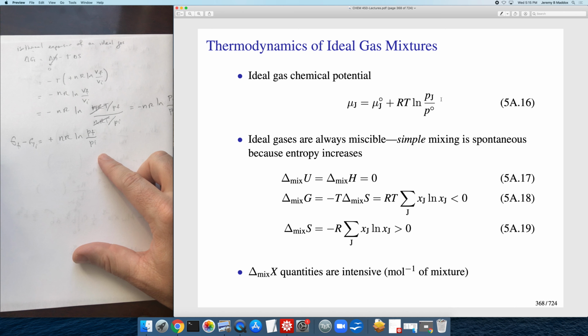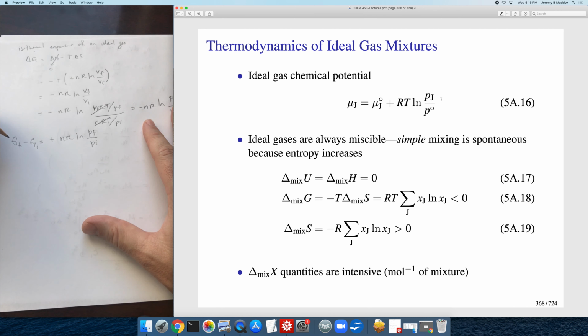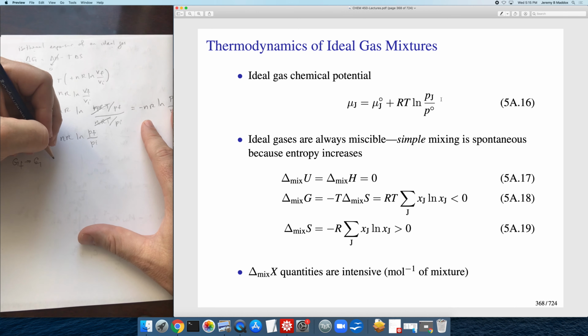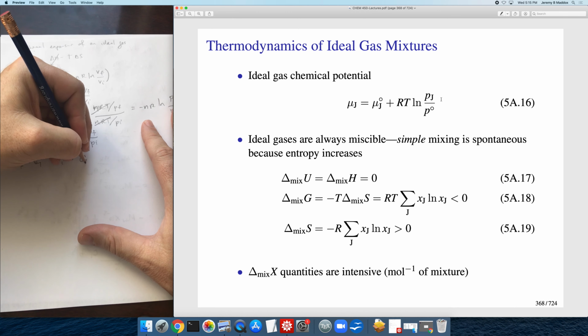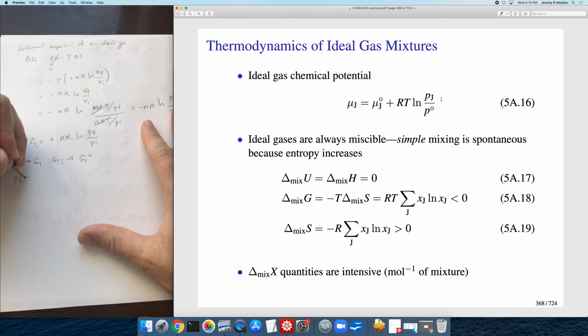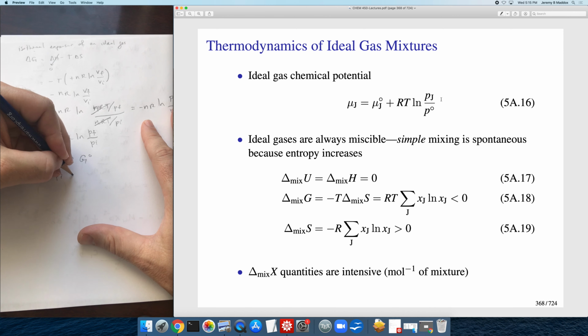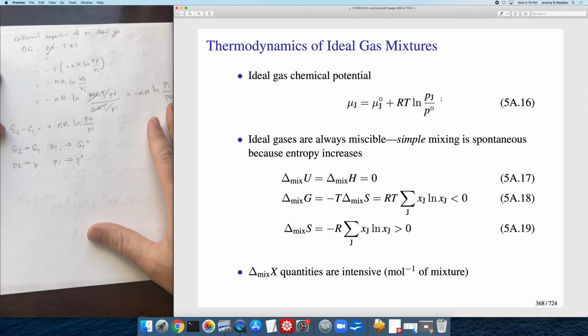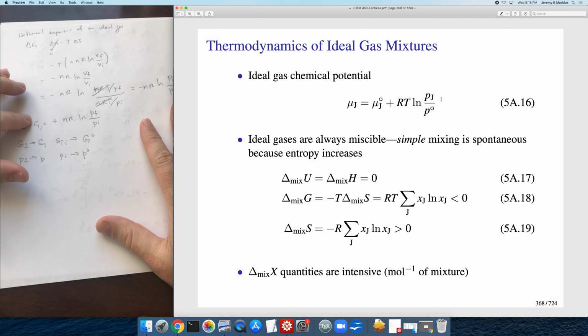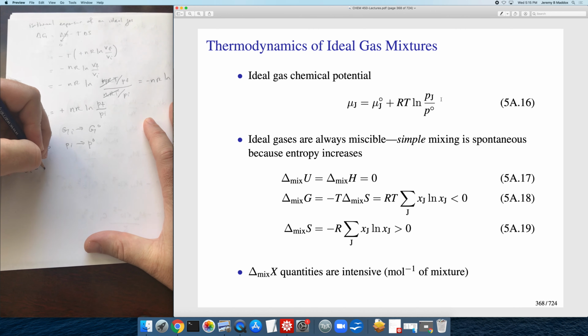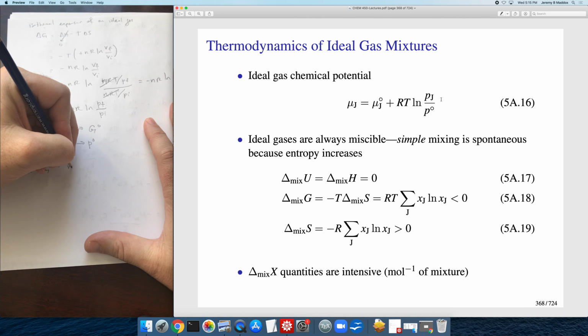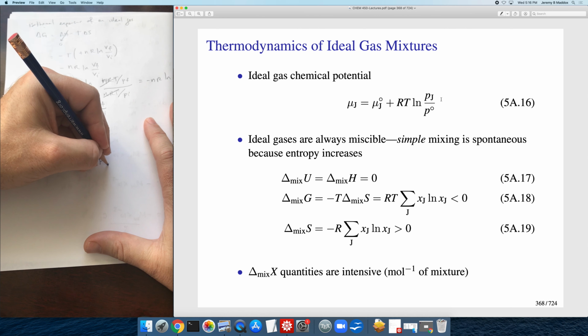What I'm going to do next is divide both sides by the number of moles. Now, let me do one other change of notation first. I'm going to let GF just be called G, GI I'm going to call G0, PF will go to P, and PI will go to P0. So just a change in notation. Nothing fundamental's changed. So this is going to give us G minus G0 equals NR natural log of P over P0.